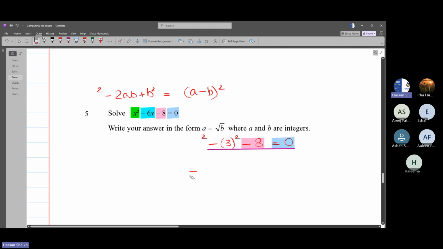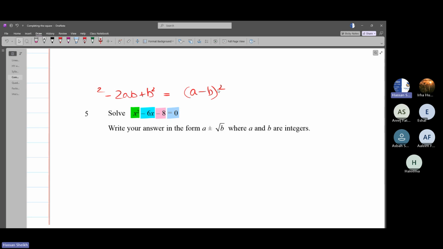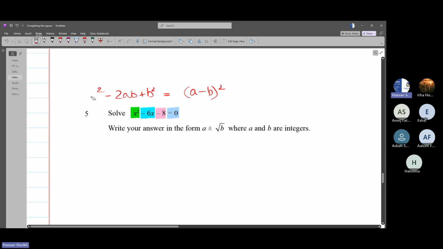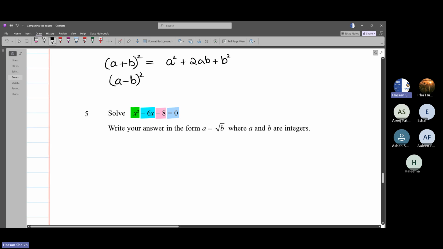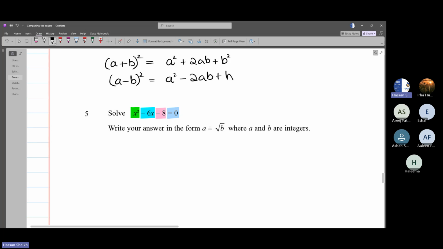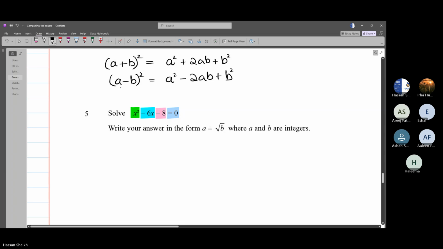Okay, students, most of the students find the completing the square method difficult just because they don't know the basics. First of all, do you all know the two formulas that we use, which is a plus b whole square equals a square plus 2ab plus b square, and then we have a minus b whole square that equals a square minus 2ab plus b square? Yes, everybody? Asba? Okay.